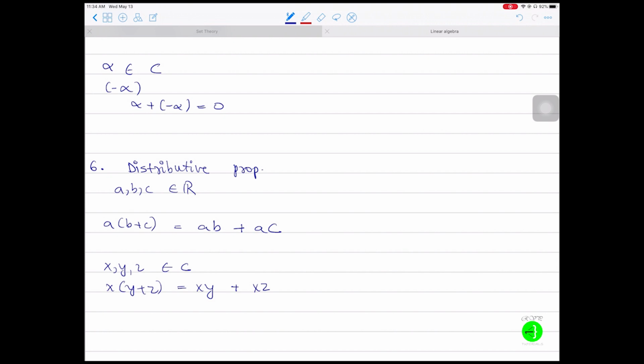And the proofs of these are really simple, so I'm not wasting any time on these proofs. Just remember these identities, and they are really easy to remember as well because we already remember these identities for real numbers.